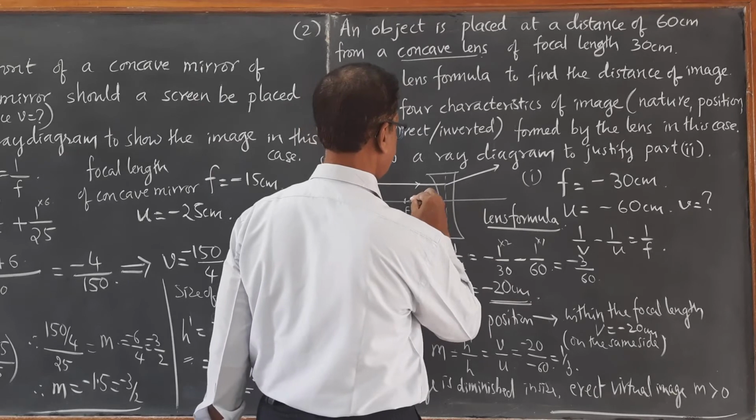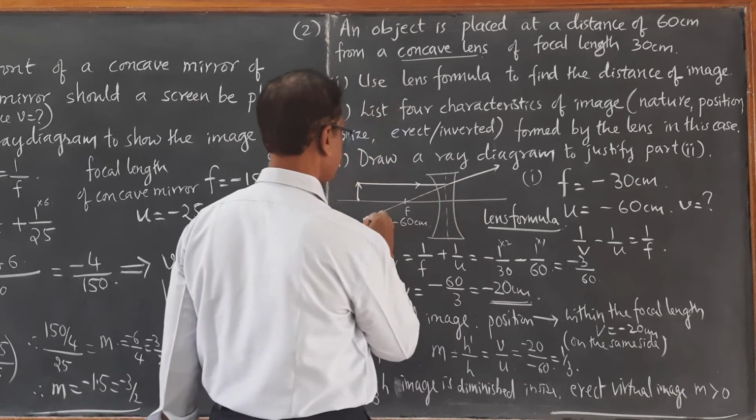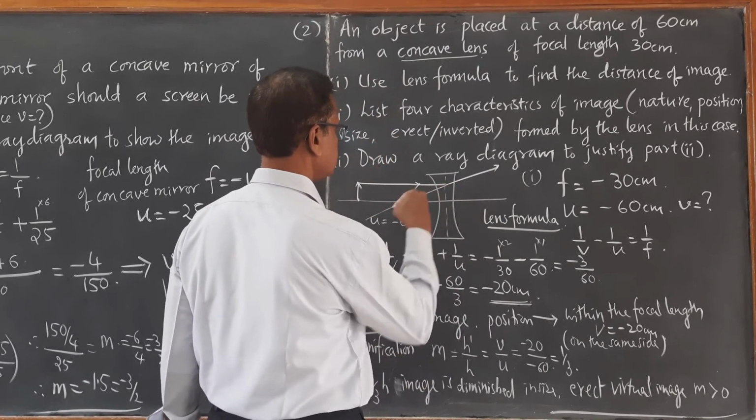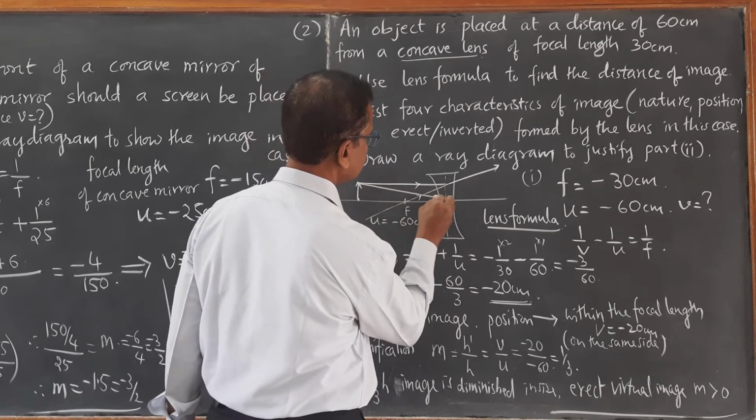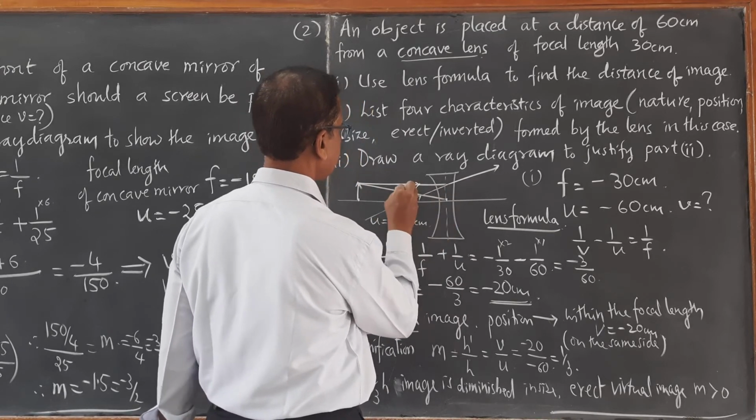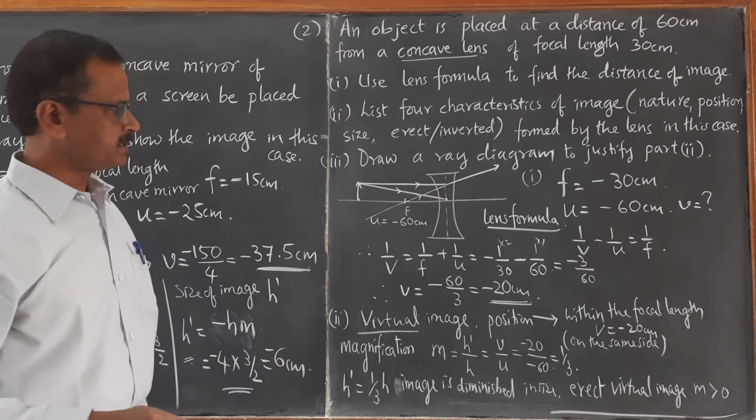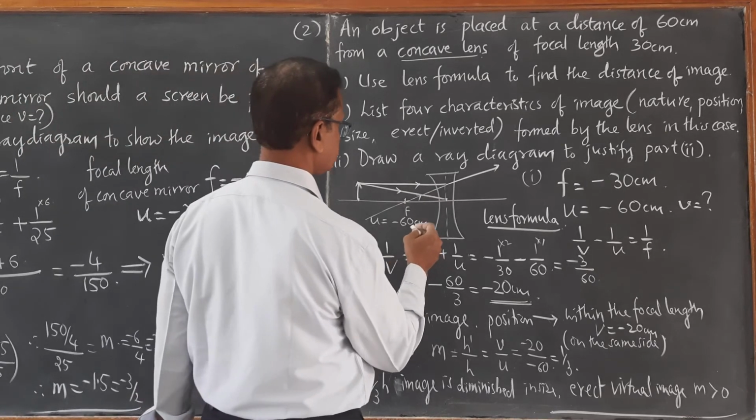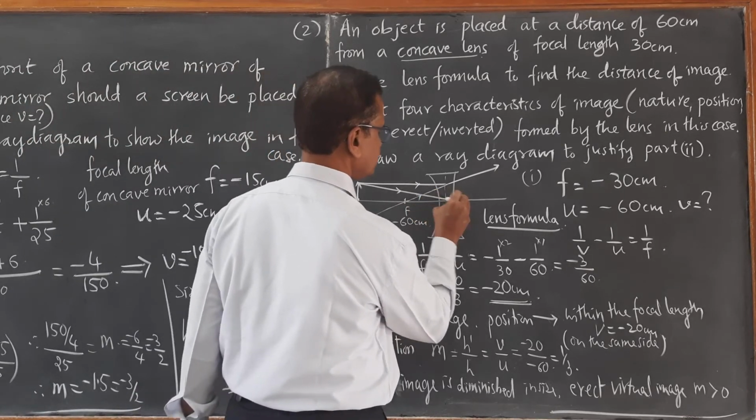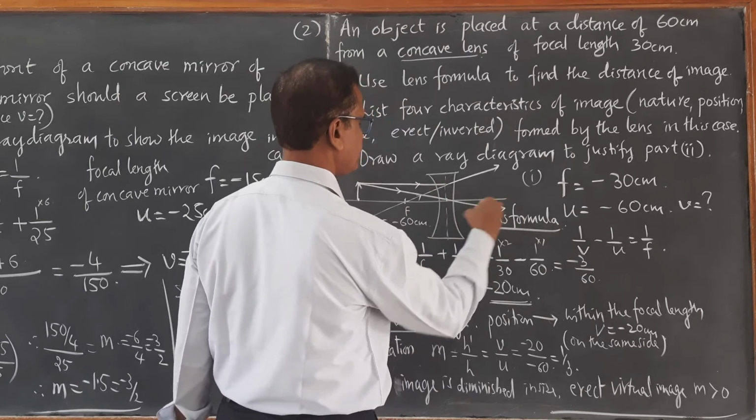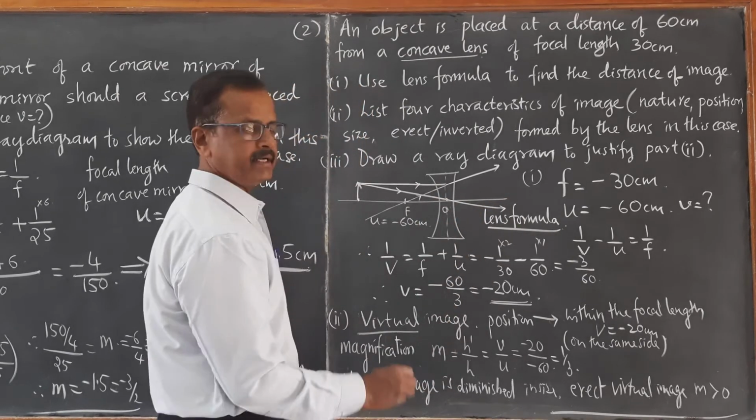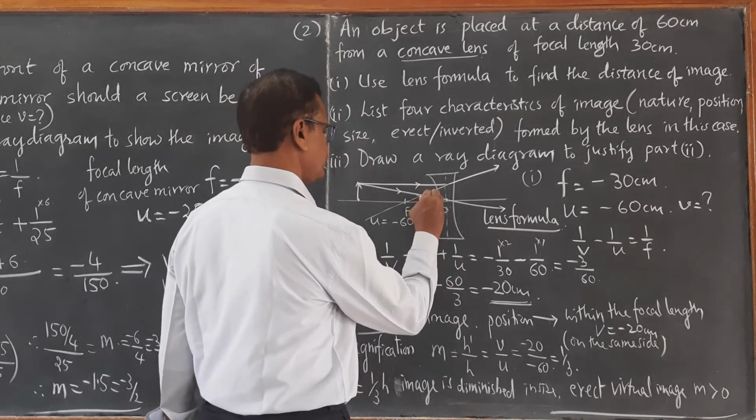Then it appears to have come from the focus. Another ray of light falls directly at the optic center. Yes, this goes undeviated, passing through the optic center, it goes undeviated. So here it forms the image.